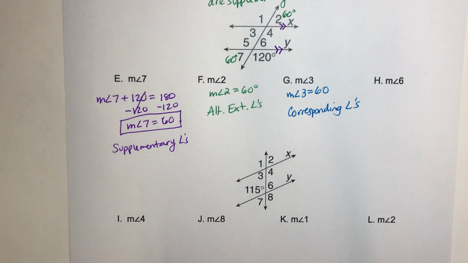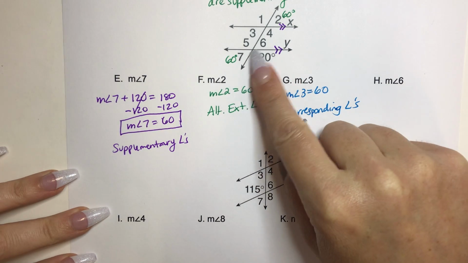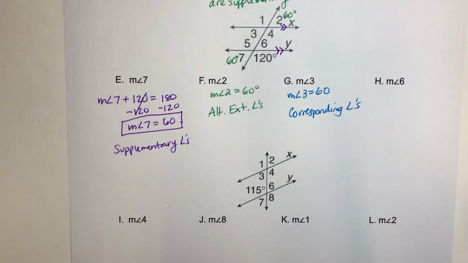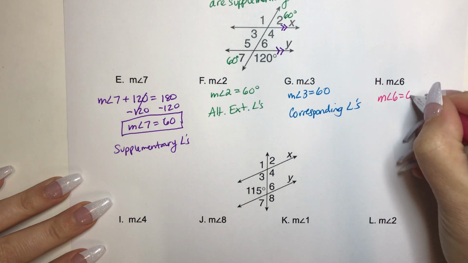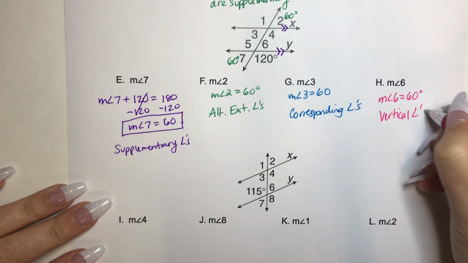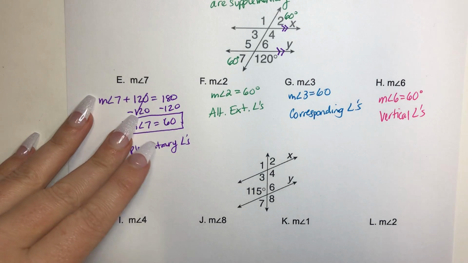And lastly, we have the measure of angle 6, where if 7 is 60, vertical angles would show that 6 is also 60. So I'm going to say the measure of angle 6 equals 60 degrees because of vertical angles. All right, if you got all those right, wonderful job.